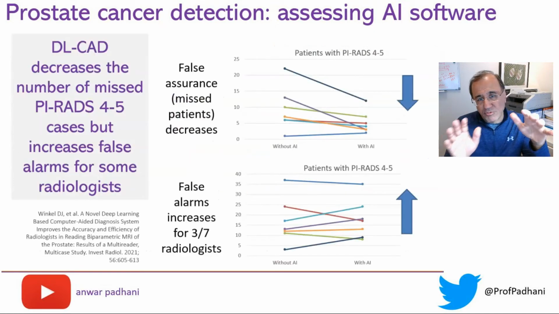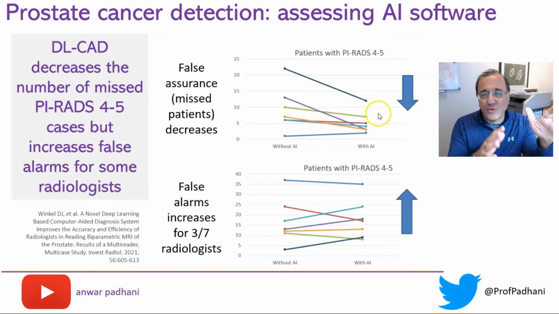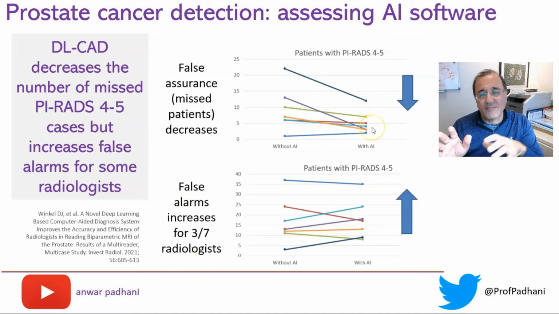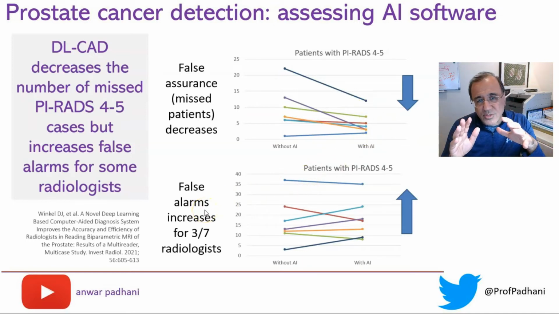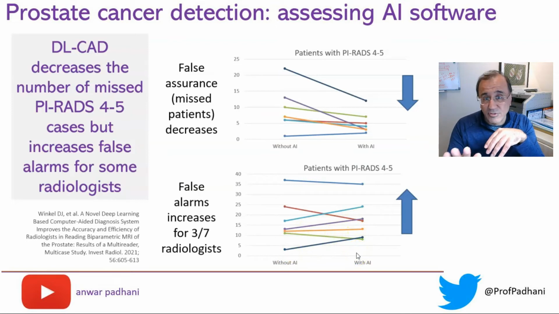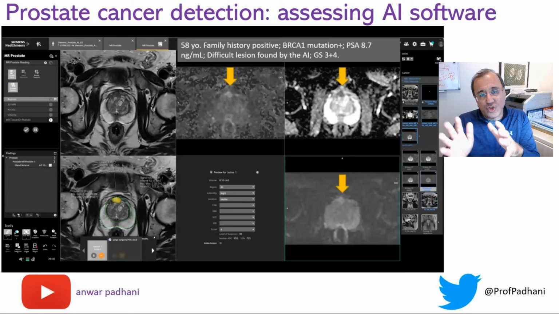And when you look at the radiologists themselves, you'll see that they miss fewer lesions using an AI than without the AI, which is good to have. But you'll notice what happens to the false alarm rate. The false alarm rate for some radiologists, in fact, increases. For 3 out of the 7 radiologists in this study, the false alarm rate, in fact, increases with the use of AI. So there is a tendency to show you lesions that, in fact, aren't cancers.